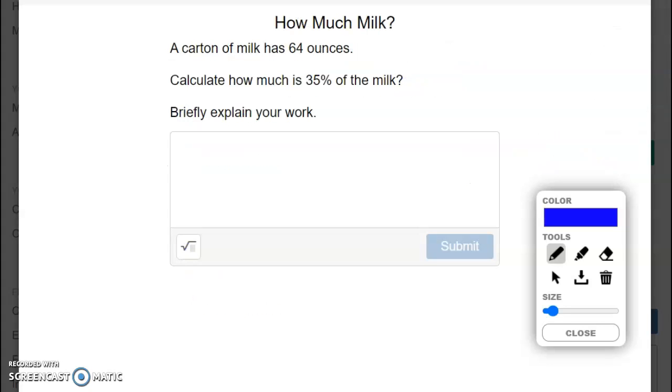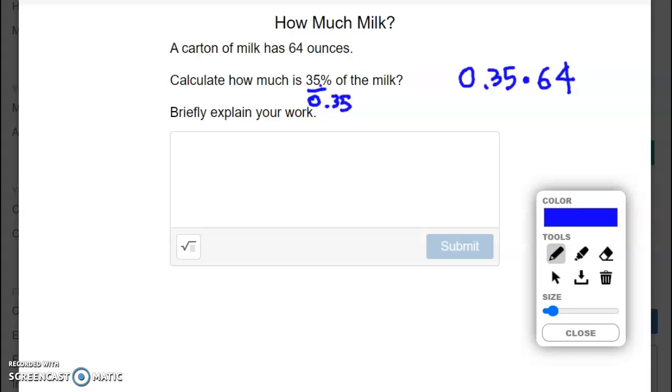Okay, so card number 6, a carton of milk has 24 ounces. And calculate how much is 35% of the milk. What do we do to figure out 35%? Well, 35% of the milk, you can think of it as finding the 1% and then multiplying 35 to that, or multiplying 0.35 to 64. So you can think of it as 0.35 multiplied by 64, because 35%, when you convert it to decimal, it's going to be 0.35.